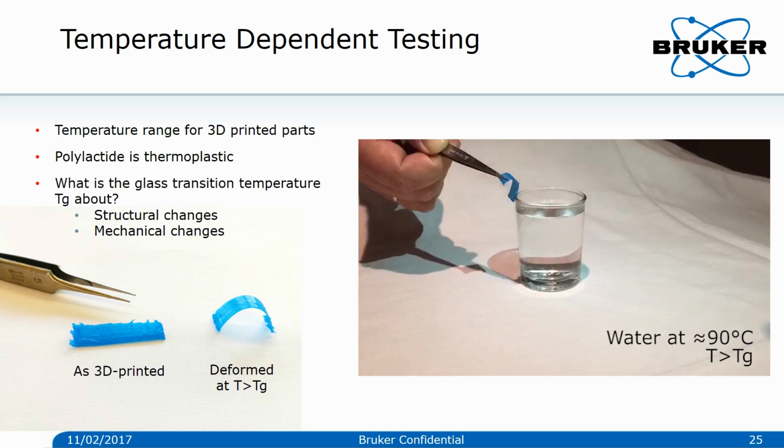The glass transition temperature is a characteristic property of the 3D printed polymer, where the structural changes result in a change of the strength. The 3D printed structure is not stable above glass transition temperature.